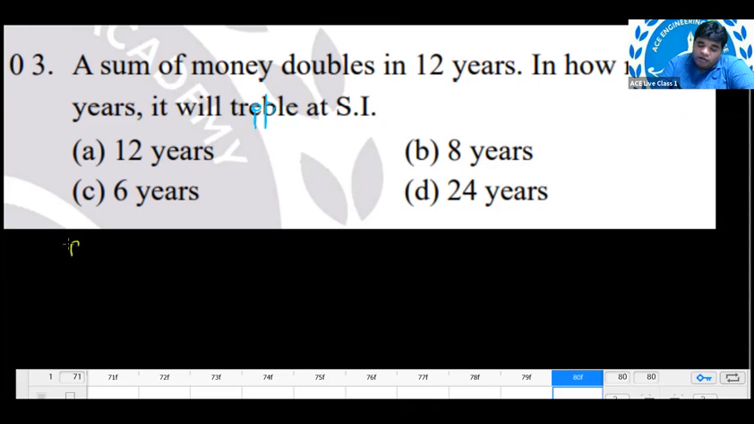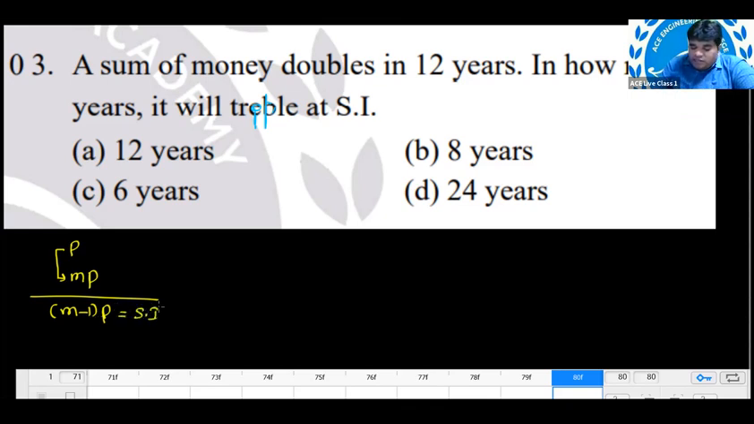A shopkeeper borrowed some principal. After some time, it became m times the principal. Then the interest is (m minus 1) into P. Is it right? Any doubt? Suppose you take 100, it became 500. So the difference 400 is called interest only. In the same way, if it became m times the principal, then what is the interest? M minus 1. Any doubt here?